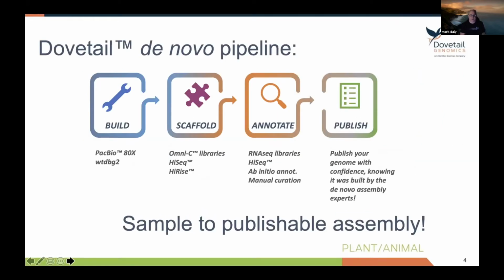This is the pipeline that we use today. Basically we're using PacBio, deep PacBio sequencing with WTDBG2 as the assembler. We scaffold with OmniC and HiRise. We do a full annotation of the genome, and I think Brenda just got her genome annotated like 2 days ago, so hopefully she has some updates on that for her assemblies. But we can do the entire annotation process at Dovetail and give you a publishable assembly.